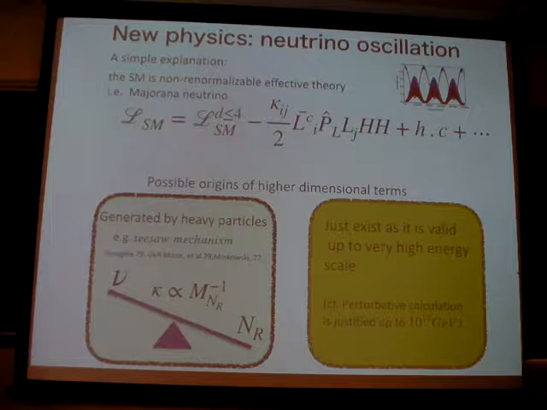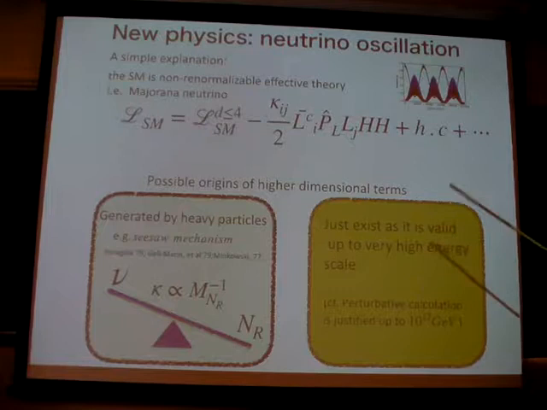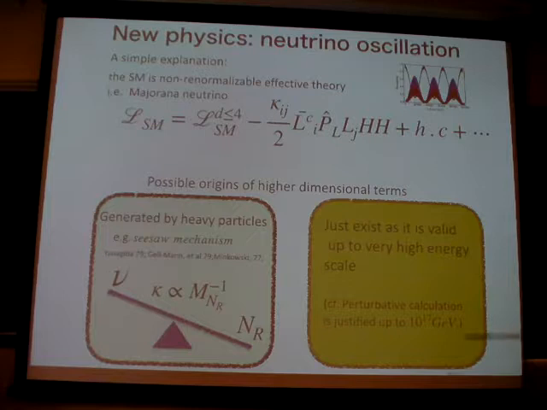A simple explanation is to assume that the Standard Model is an effective theory. Namely, other than the renormalizable term, there are various higher dimensional terms. These terms may be generated by integrating out heavy degrees of freedom, such as in the seesaw mechanism, or just exist and become strong at high energy, up to a very high energy scale.